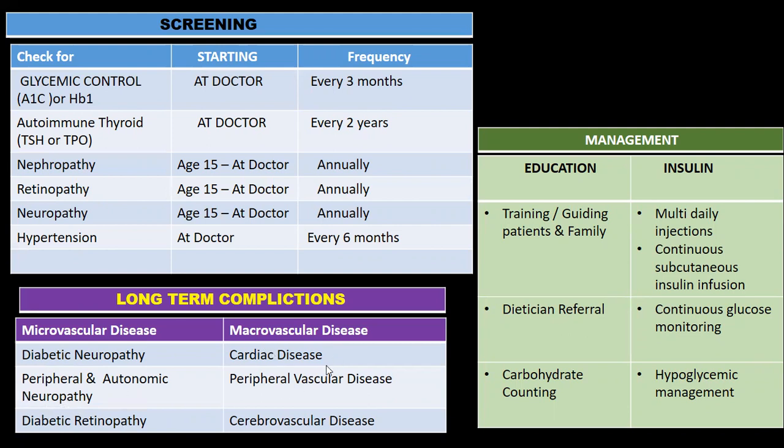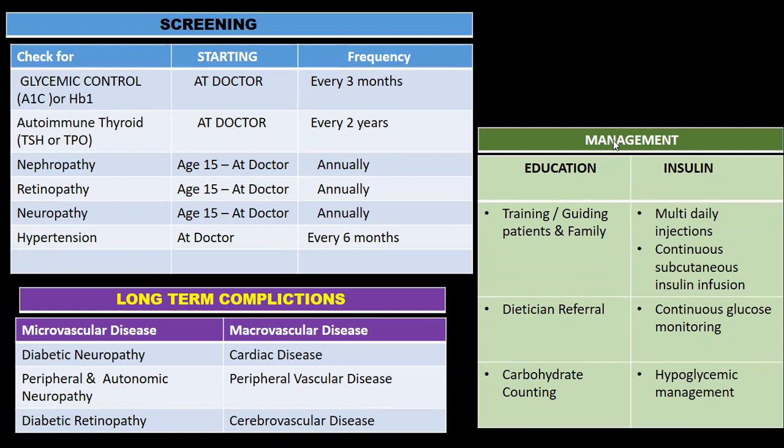Then we come to macrovascular diseases. It can be cardiac disease, peripheral vascular disease, and cerebrovascular disease. So let's discuss what peripheral vascular disease is. Peripheral vascular disease is a condition of our circulatory system in which the blood vessels reduce the blood flow to the limb because they get narrow. Basically, our vessels get narrow in peripheral vascular disease.